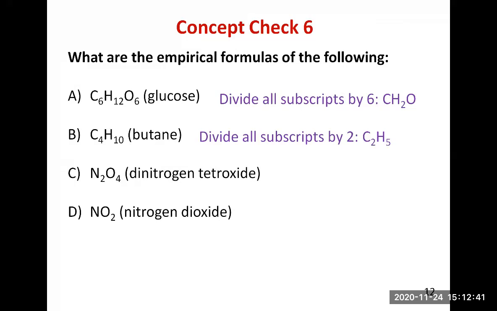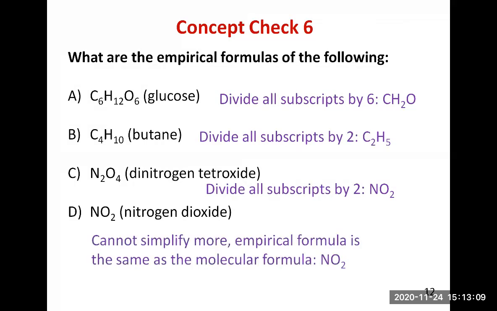Dinitrogen tetroxide, N2O4. Here you can divide both subscripts by 2, and it's going to be NO2. 2 divided by 2 is 1, and 4 divided by 2 is 2. And nitrogen dioxide, NO2. Here you can see that dividing 1 by 1 stays a 1, and 2 by 1 stays a 2. There's no way to make this simpler. And so the empirical formula is the same as the molecular formula in this case, NO2.